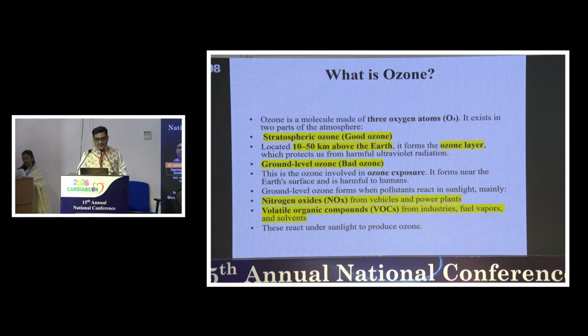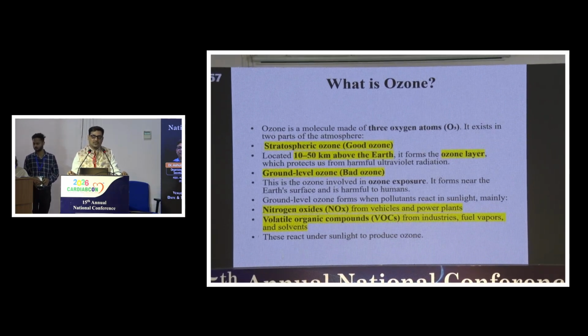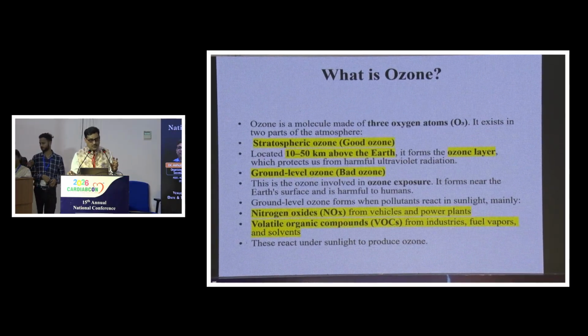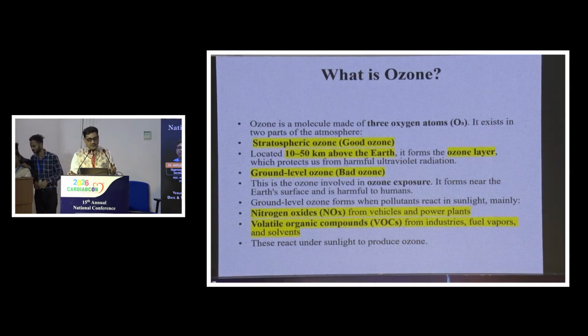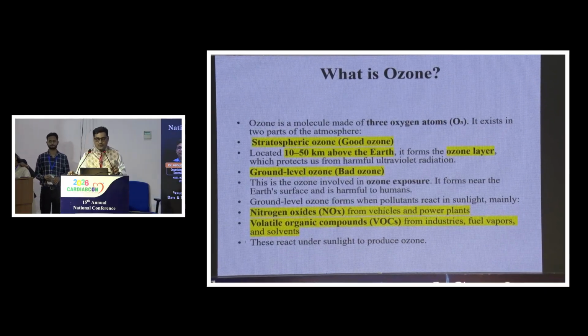So, what is ozone? The ozone is a molecule of 3 oxygen atoms. It exists in 2 parts of the atmosphere. The stratospheric ozone is a good ozone, located 10 to 15 km above the earth. It forms the ozone layer, which protects us from harmful UV radiation.